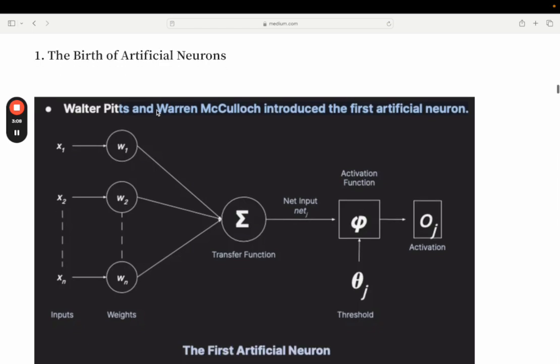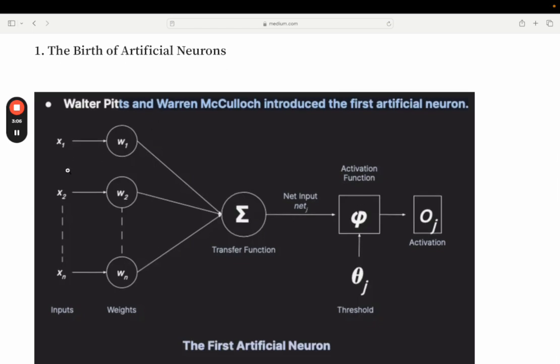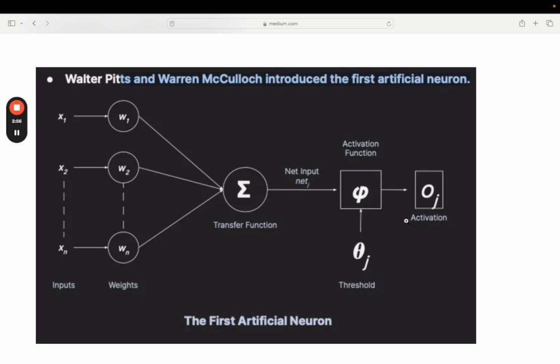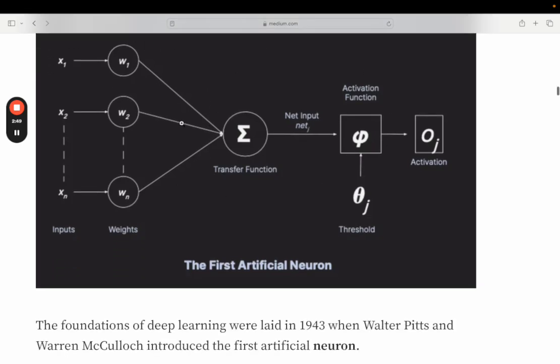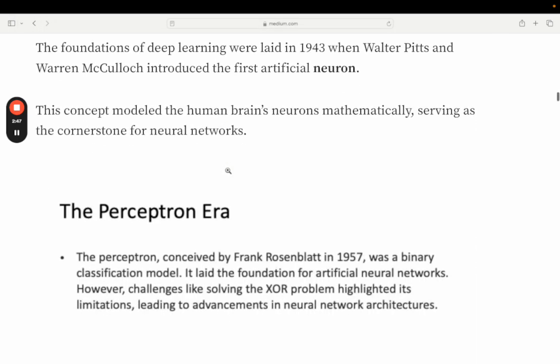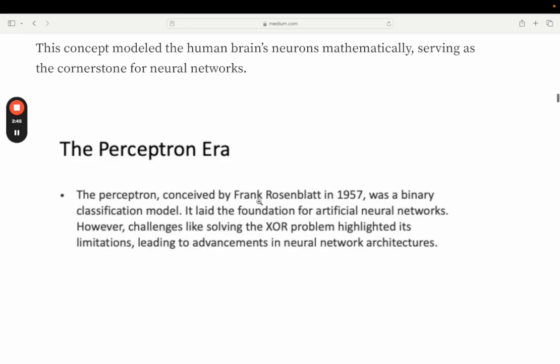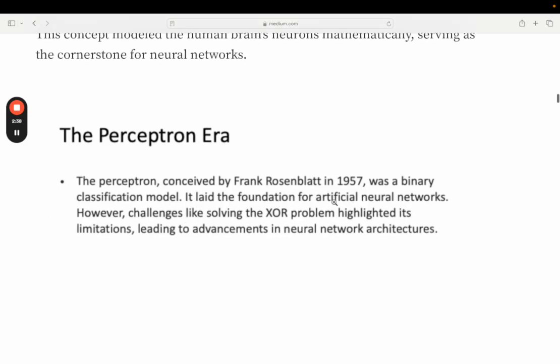The birth of AI: here, if you see, inputs x1, x2 up to xn, and the weight vectors w1, w2 up to wn, then the transfer function and the activation function are here. This is the idea behind it. Walter Pitts developed this idea, and till now we are also using these things, right? The perceptron era was pioneered by Frank Rosenblatt in 1957, a binary classification model. It led to the foundation for AI neural networks.